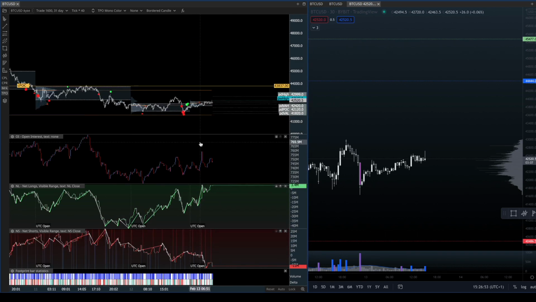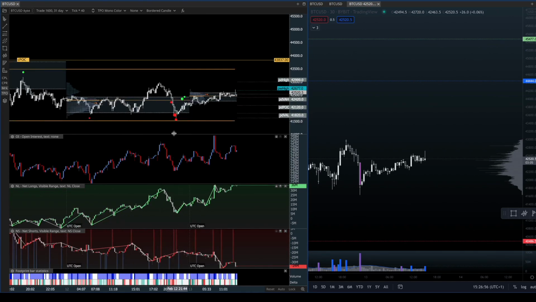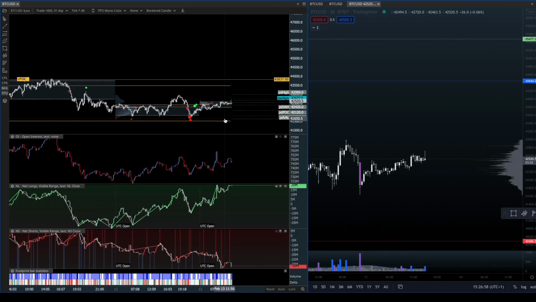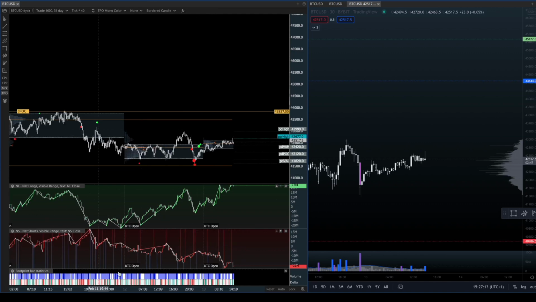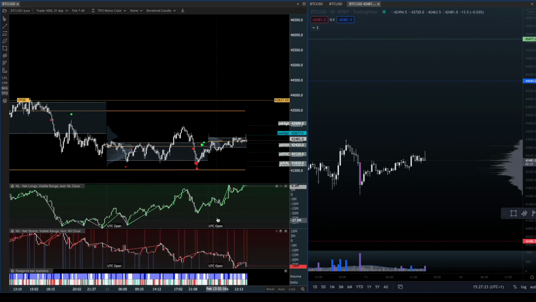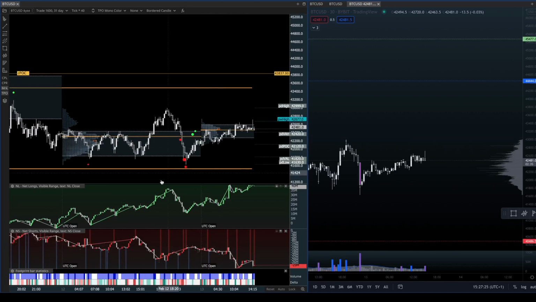People use this a lot of times instead of the cumulative volume delta. To be fair, I never really looked at it in depth, because when I was trading legacy markets, this was not something that was used. But what they did on Exocharts, and I think this is actually pretty cool, is they separated the net longs and net shorts into this new indicator, and this is an easier way of looking at these things.